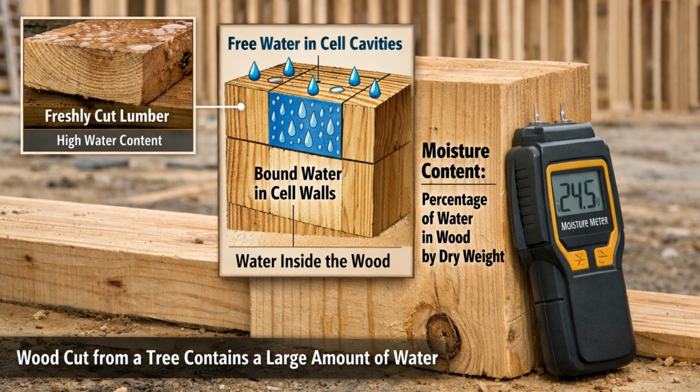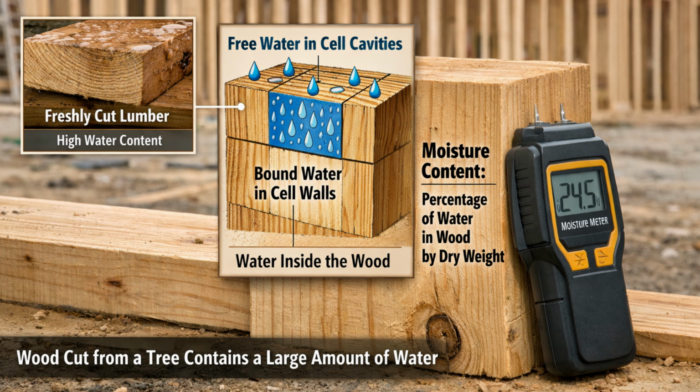Once species are chosen, however, there is one factor that overrides size, type, and species if it is misunderstood. If you understand nothing else about wood, understand this: wood moves because moisture moves. Not because the carpenter was careless, not because the building settled, but because moisture entered or left the wood after installation. Moisture content is not how wet wood feels. It is the percentage of water inside the wood relative to its dry weight.